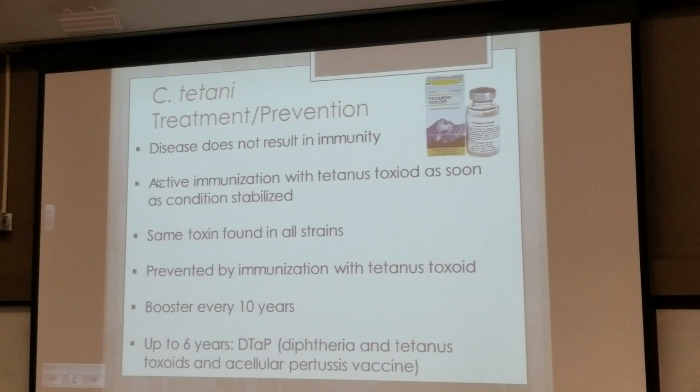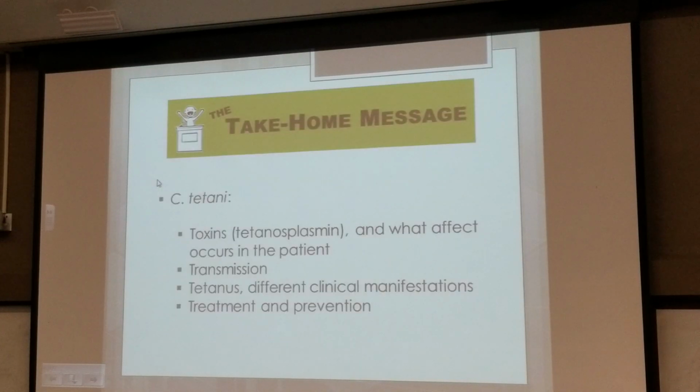No immunity results from a tetanus infection. So you have to get immunised with the tetanus toxoid, which is in the same immune strain. So know that there's a vaccination for tetanus. You all do, because we all have to have it every 10 years.